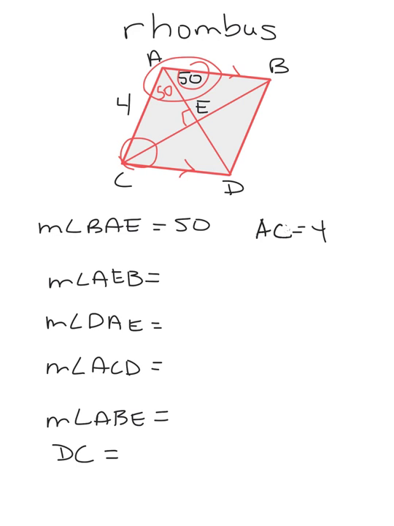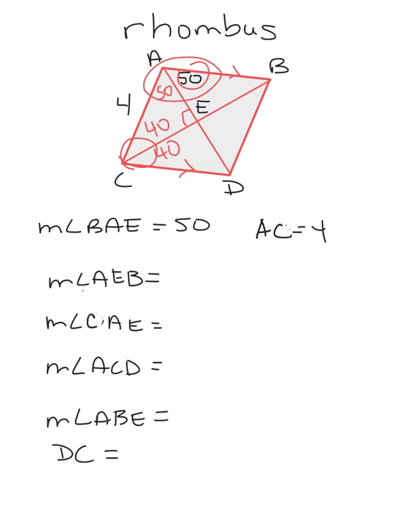So if the measure of angle A is 100, we know that the measure of angle C has to be 80. And because the diagonals bisect the angles, that makes each of those pieces there 40. So the measurement of angle ACE is equal to 40, and the measurement of angle DCE is also equal to 40.